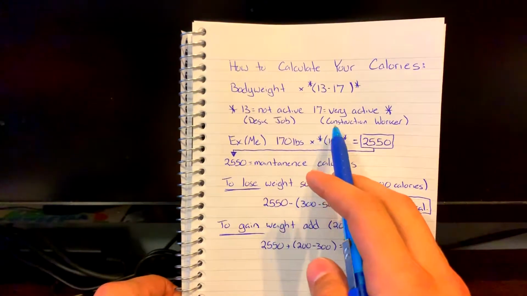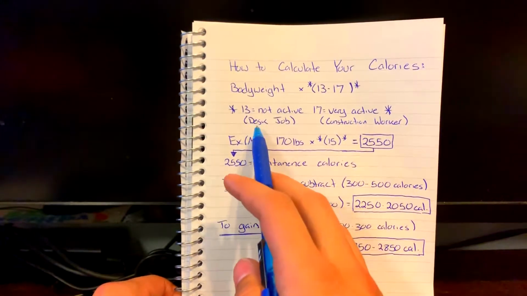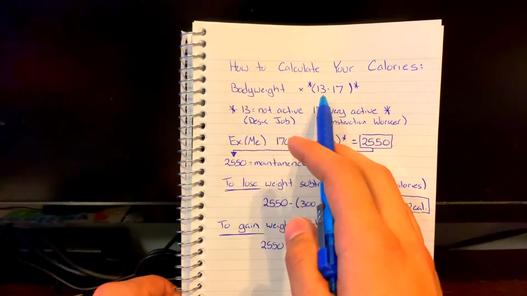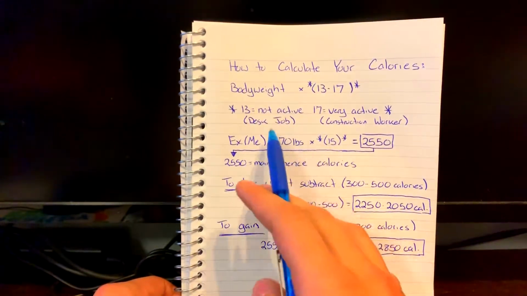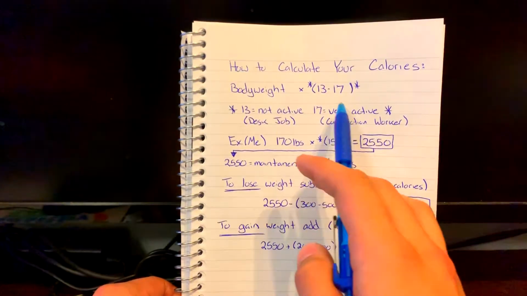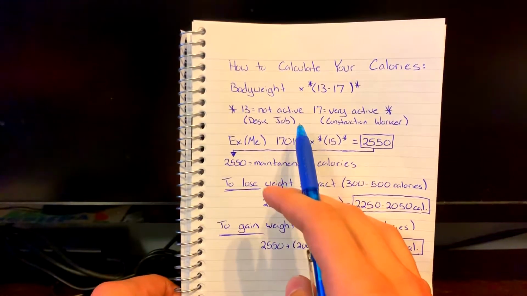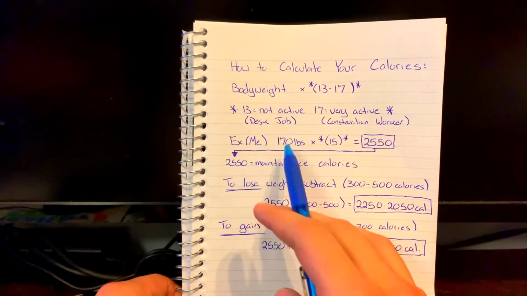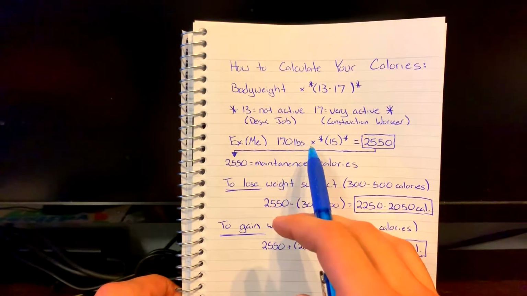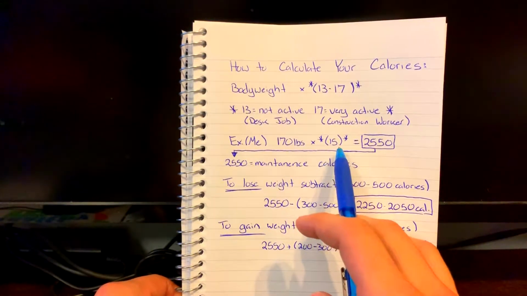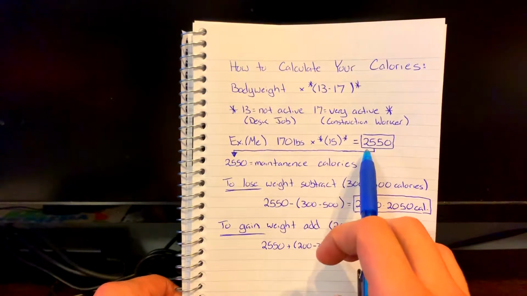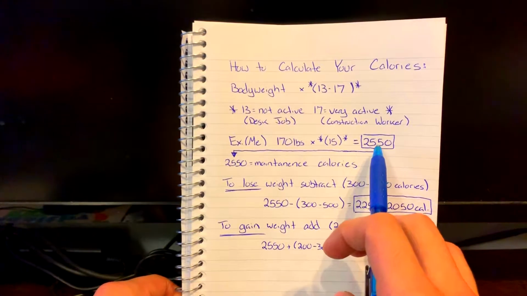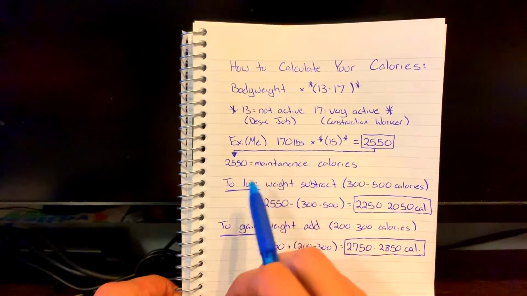So obviously somebody over here burns a lot more calories than somebody back here. That's why we multiply our body weight by these numbers. So when you do this, it gets us our maintenance calories. For example, this is me. I am 170 pounds. I multiply that by 15. Now, I've learned my body over the years to know what to multiply by, and that gives me 2550. This is my maintenance calories.